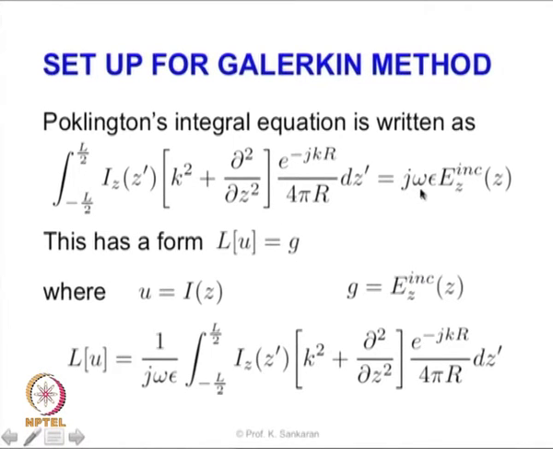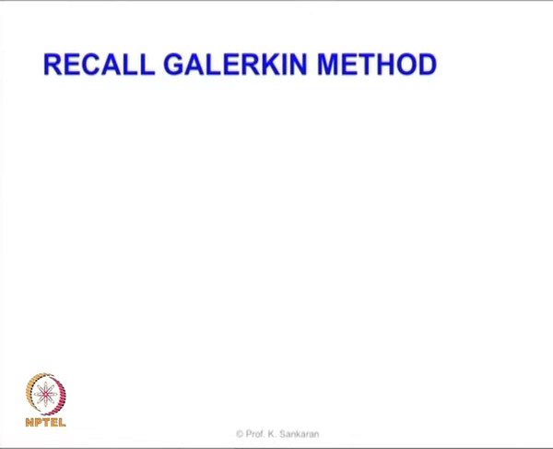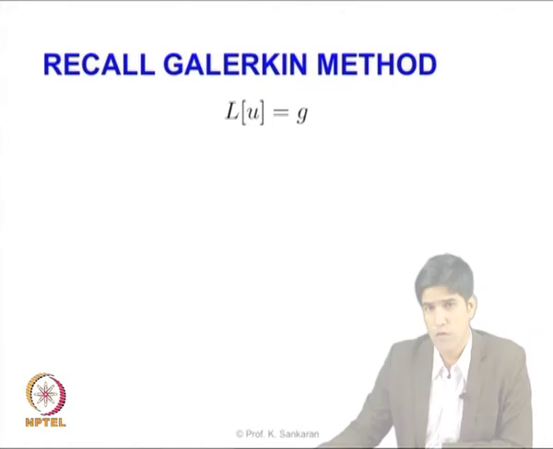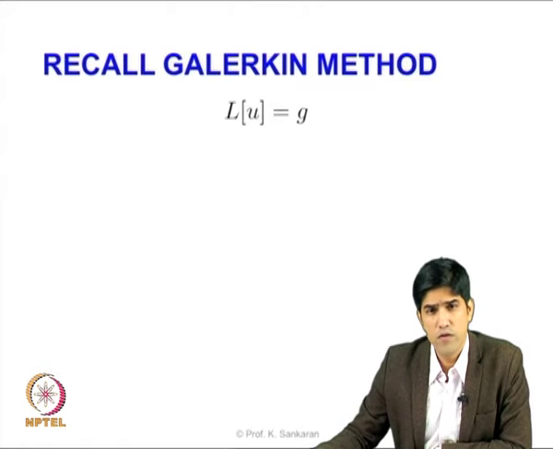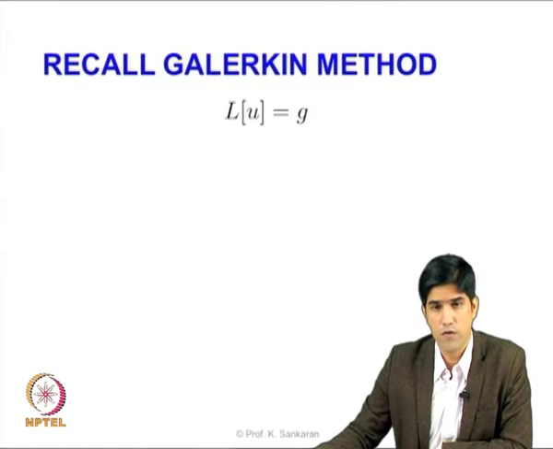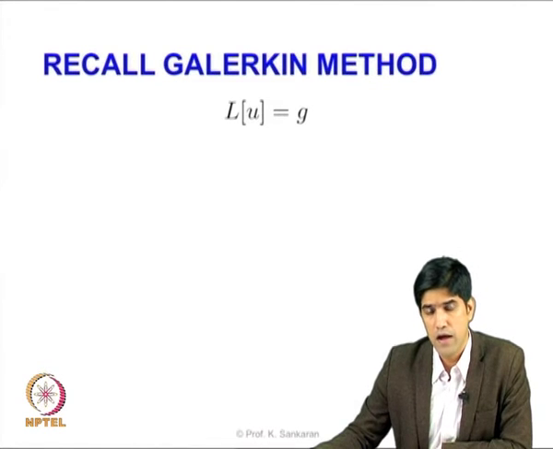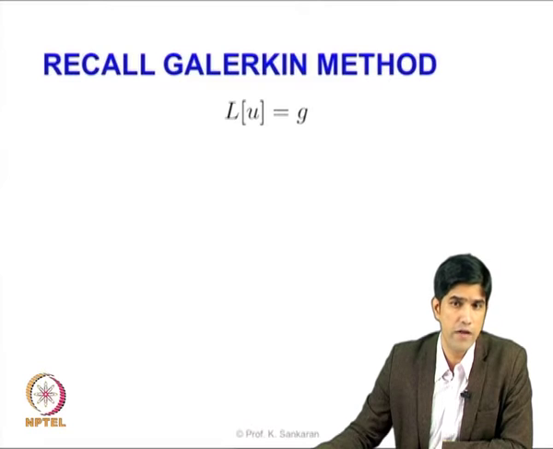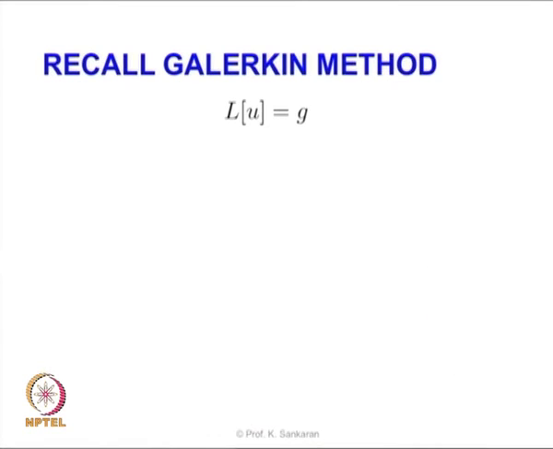So I am going to bring the j omega epsilon onto the other side and I will have an expression for L of u. Recall that in the case of the Galerkin equation, we started with L of u is equal to G, and we used certain expansion functions to define the value of u. The expansion functions are certain functions for which we know the behavior, and what we are interested in is finding out the expansion coefficients, and that is what we see here.